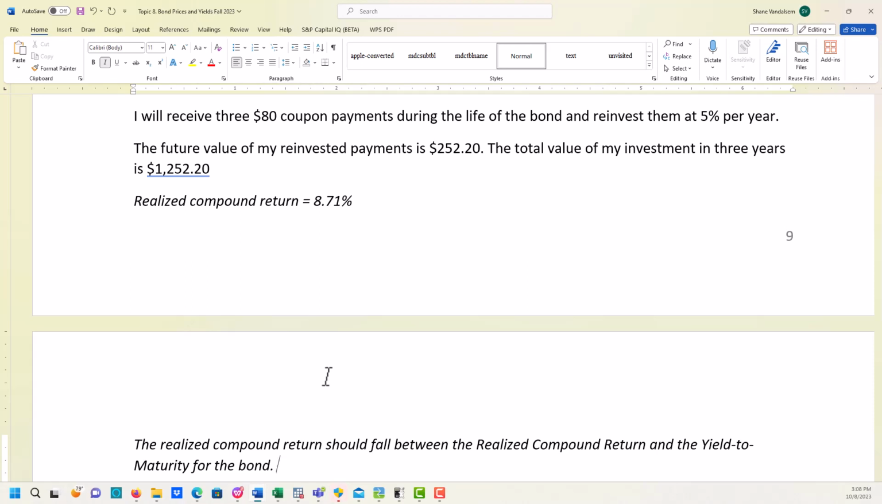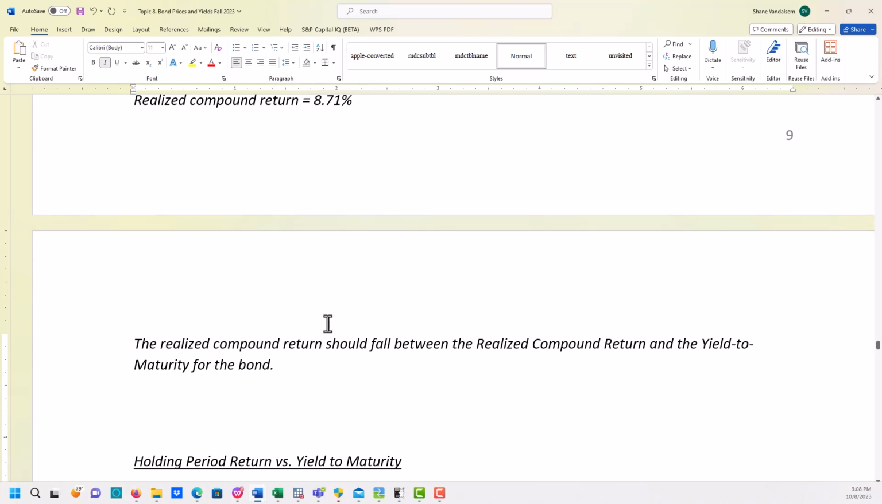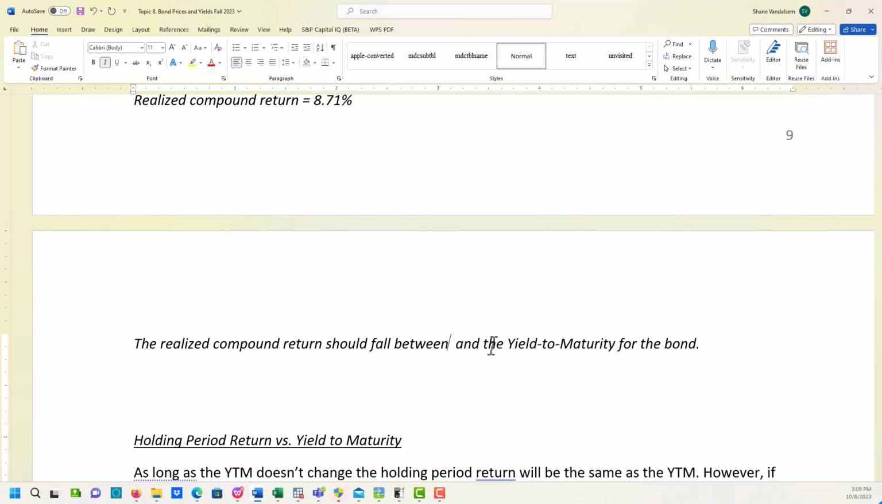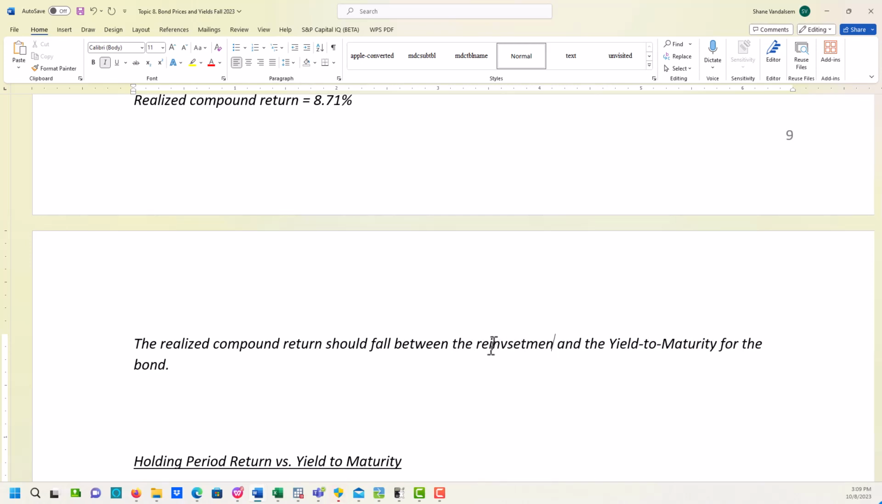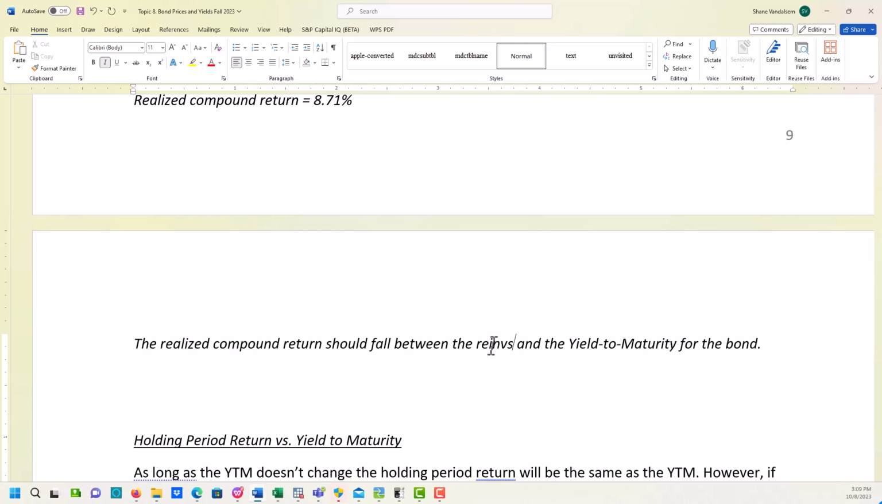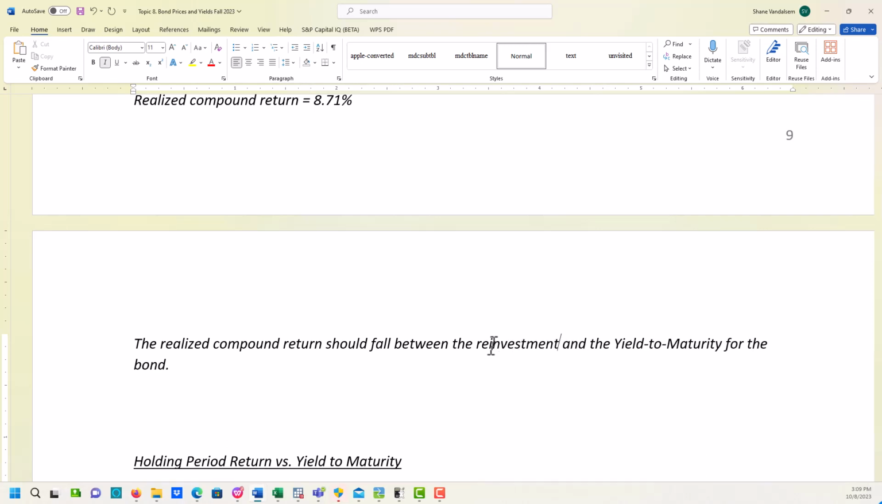If you get an answer that isn't in between those two numbers, then you should... oh, sorry. This is wrong here. The realized compound return should fall between the reinvestment rate and the yield to maturity. There we go. So that's why you have to have it between those two numbers. If it's not, then you know that answer is incorrect.